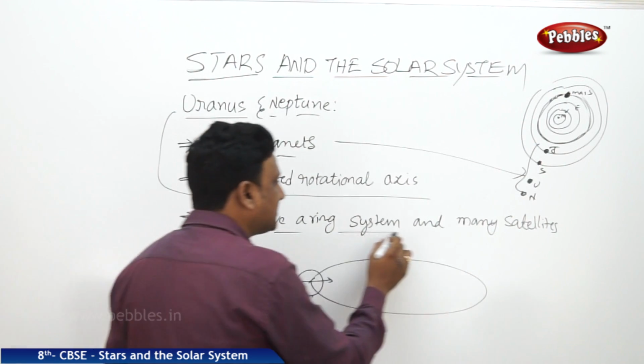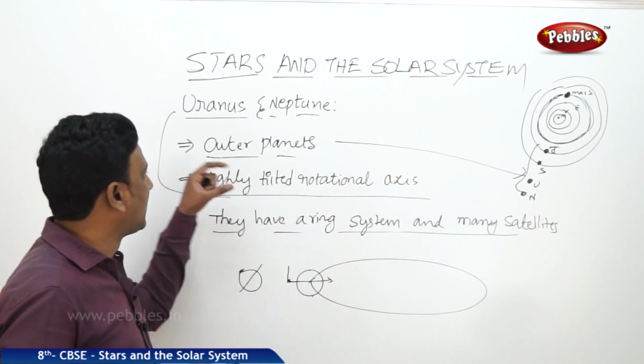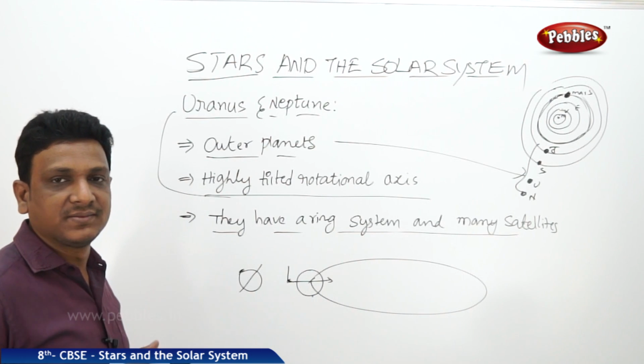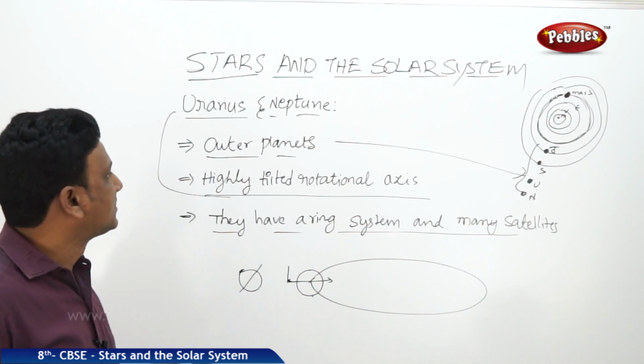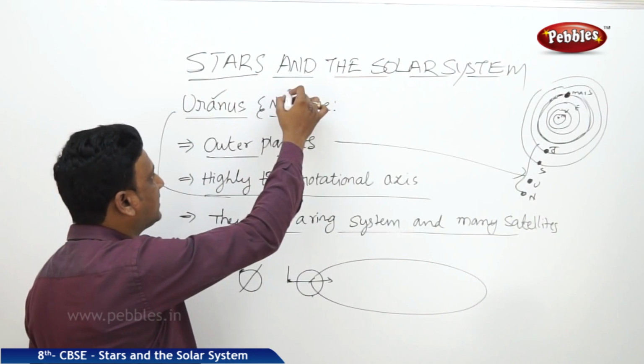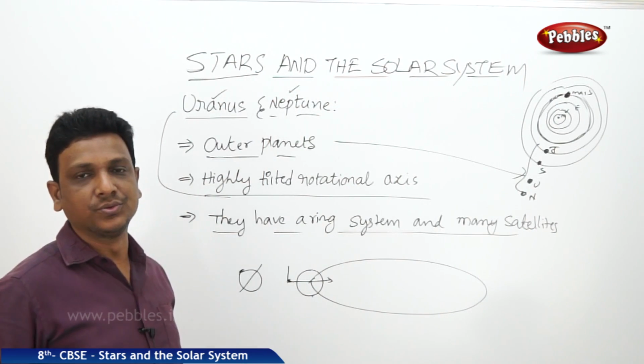They have a ring-like system and many satellites. All these outer planets have a ring-like system around them and so many satellites. So that is about Uranus and Neptune.